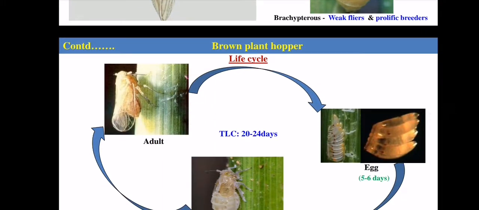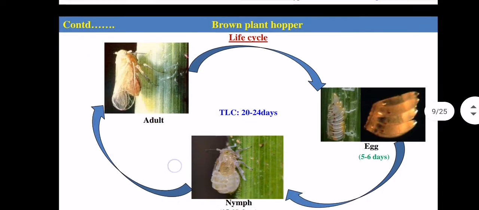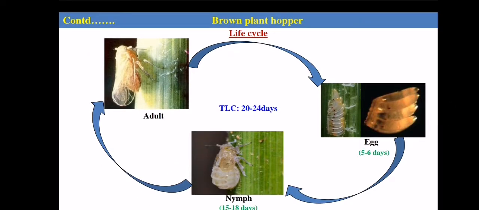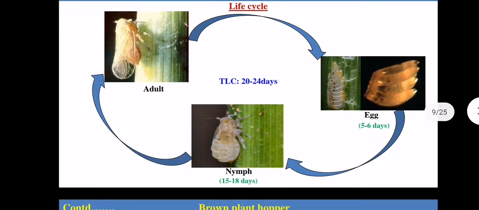If we talk about the life cycle of the brown plant hopper, the nymphs emerge from the eggs, and the adult emerges from the nymphs. So it is an incomplete metamorphosis. Incomplete means only 3 stages are present in the life cycle of the brown plant hopper. The total life cycle is 20 to 24 days.